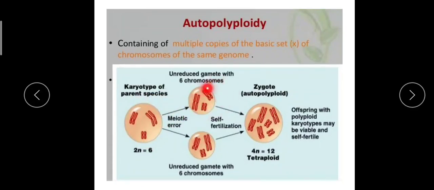So we are supposed to get 2 gametic cells with chromosome number 3 and 3, right? But here you can see the chromosome number is 6 and 6. So that is because of a meiotic error, that is non-disjunction. And when these 2 abnormal or unreduced gametes will fuse to form a zygotic cell, a zygote will be formed with a chromosome number double that of the original parent.